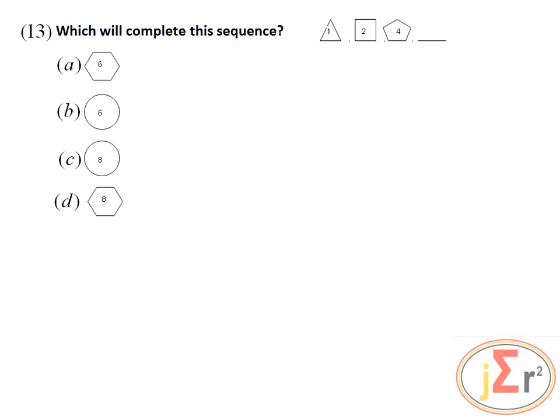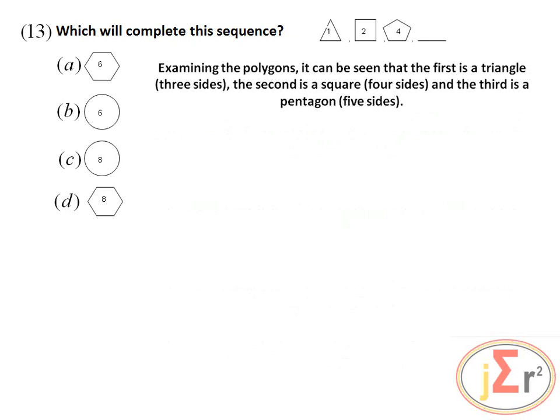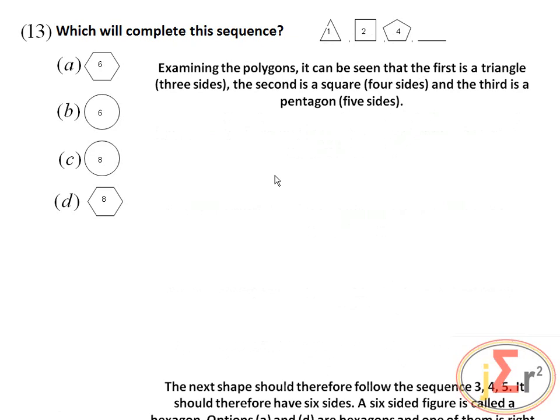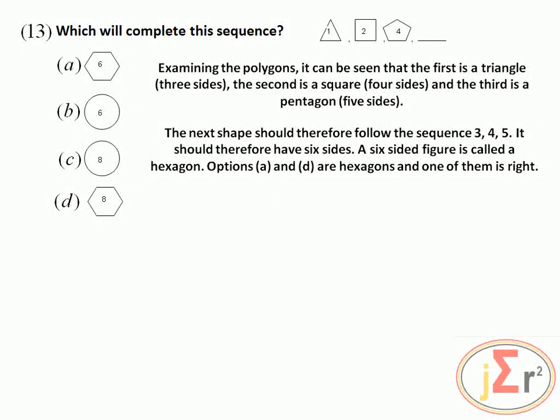Which will complete the sequence? Examining the polygons, what we have right there is a sequence that consists of polygons with numbers inside of them. So let us examine the polygons. It can be seen that the first is a triangle, 3 sides, the second is a square, 4 sides, and the third a pentagon, 5 sides. The next shape should therefore follow the sequence 3, 4, 5. It should therefore have 6 sides. A 6-sided figure is called a hexagon.